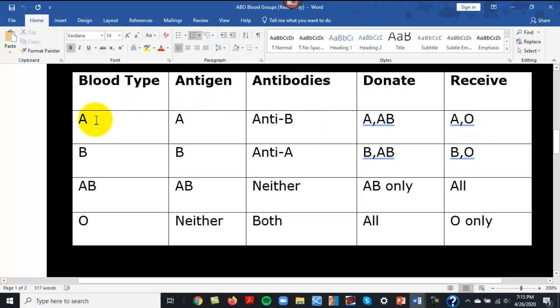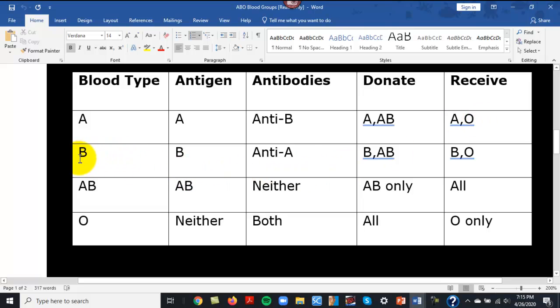If a person is A negative, who can they receive blood from? They can only receive from A negative and not A positive. If a person was A positive, who could they receive blood from? A negative, A positive, O negative, O positive. So to be honest, O negative is true universal donor.